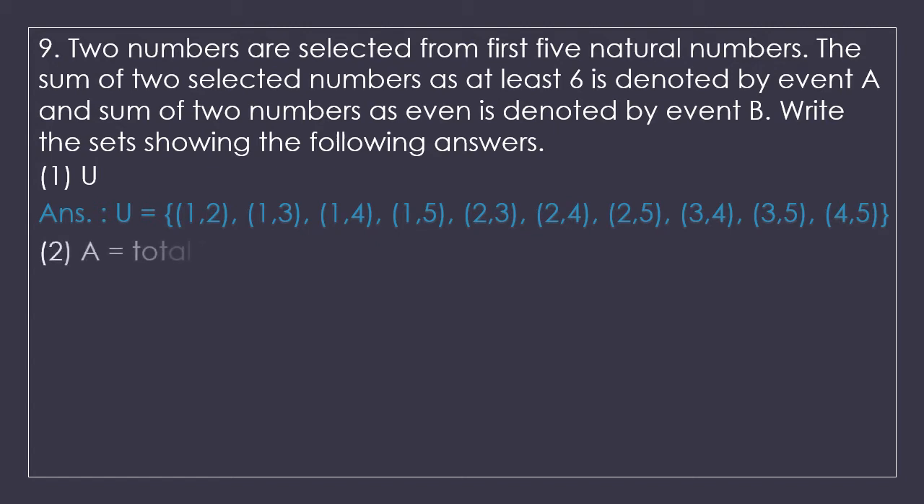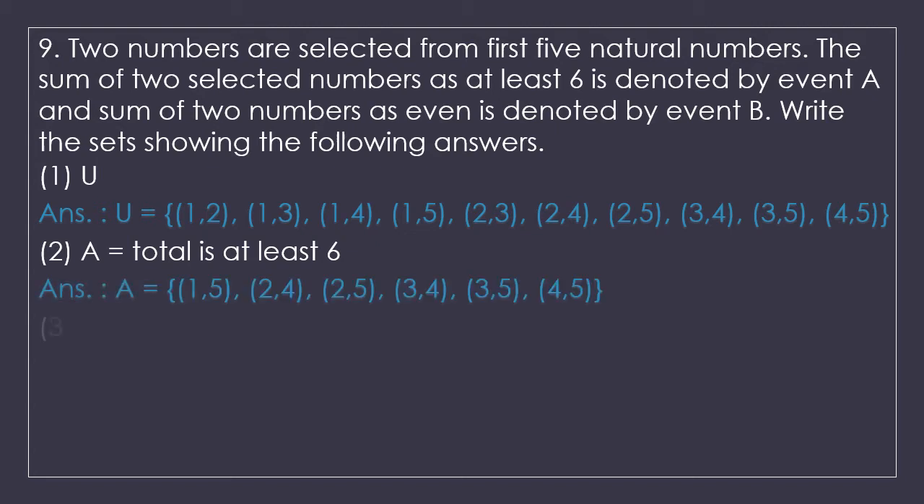The second question here is writing down the event A, that is the total is at least 6. Now if you see the sample space here, the first event is 1,2, the total is 3, then the total is 4, 5 and 6. So at least 6 means 6 or more. So 1,5, total 6 we will take. 2,3 is 5, so we will ignore that. 2,4 is 6, 2,5 is 7, so all the other events we will take. So 1,5; 2,4; 2,5; 3,4; 3,5 and 4,5. So the answer for event A is 1,5; 2,4; 2,5; 3,4; 3,5 and 4,5.